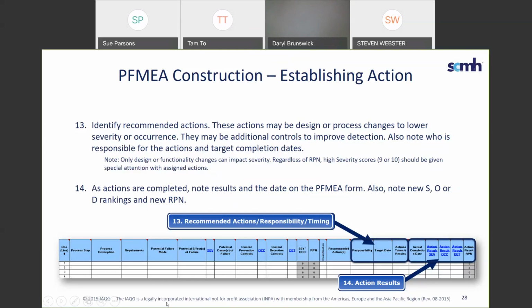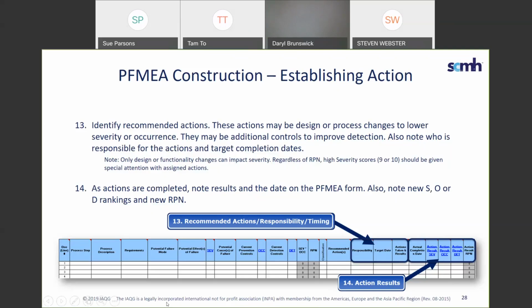Also note who is responsible. We want to list what, who, when, and then you'll list any actions taken to date as you progress in this action plan. So this is the living part of the PFMEA. This is your action plan, and this is where your corrective actions come in. Again, only design changes impact severity.